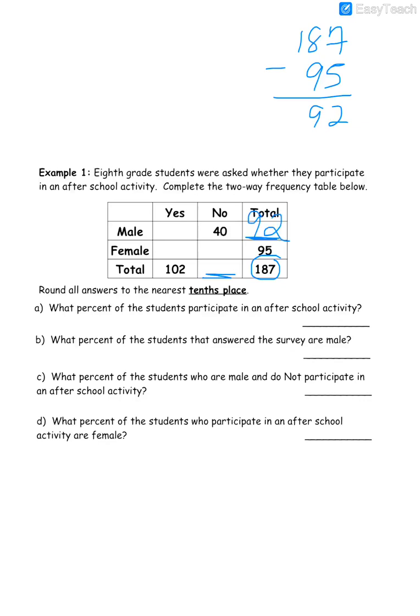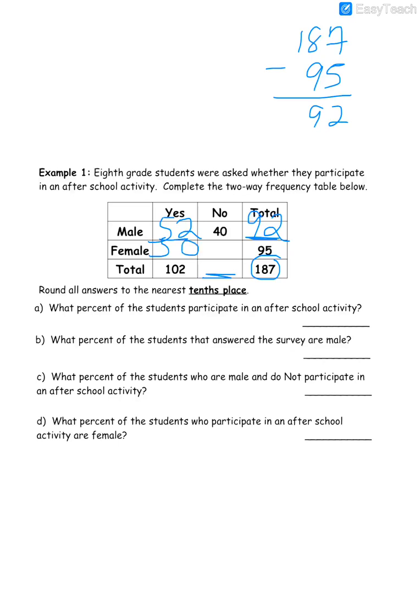Okay, then I could work my way backwards from here. So I'm going to go, okay, 40 plus something equals 92. So I could go 92 minus 40, and I would say 52. And then 52 plus what is going to give me 102? I'm going to say 50.